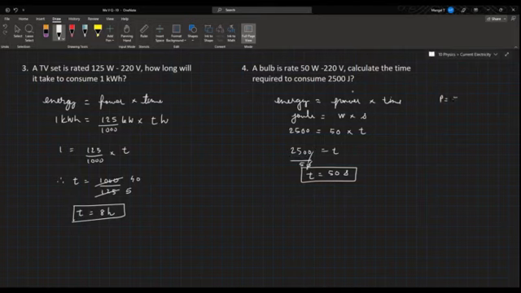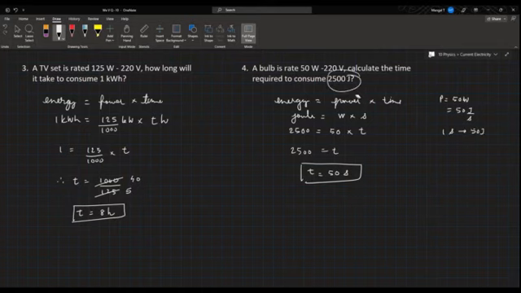Remember, power is 50 watt. Okay, power is 50 watt means, just a minute, power is 50 watt, it means 50 joule per second. That means in 1 second it consumes 50 joules. So how many seconds will it take to consume 2500 joules?